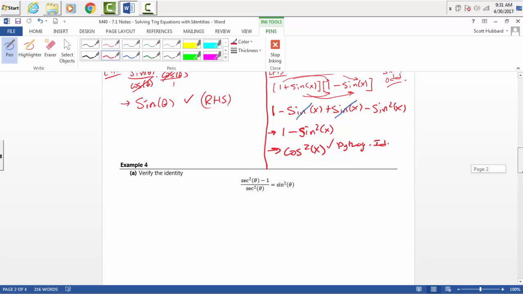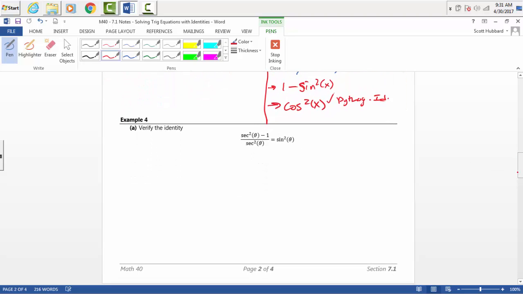So let's try this one. This one has a fraction here. Again, it looks like the more complicated side is the left-hand side. There's not a whole lot I can do on the right side except maybe express that as 1 minus cosine squared, but it's hard to see why that would become the left-hand side. Well, let's just follow our nose here. I'm going to start on the left-hand side.